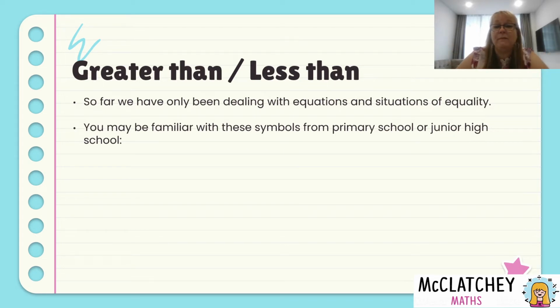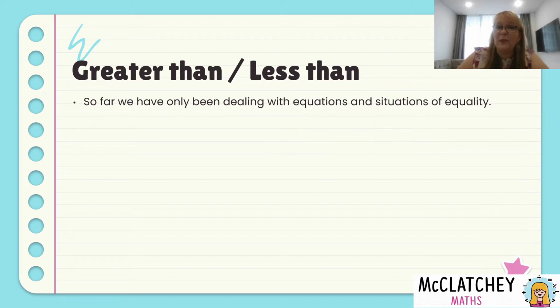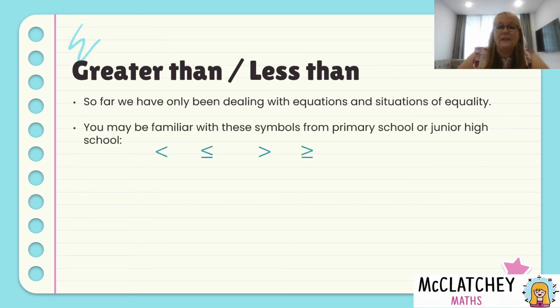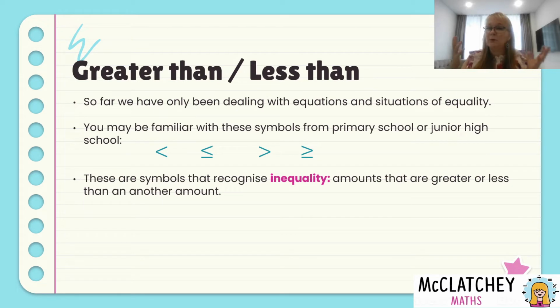Now you might be familiar with some of these symbols from primary school or junior high school. So these are our symbols here: less than or equal to, greater than or equal to. Now, I'm going to talk a little bit in a moment about ways that you can remember what those symbols mean. It makes a lot more sense though when you've got numbers on either side. What these symbols do is recognize something that is unequal, or inequalities. One side of that sign is bigger than or smaller than the other side.